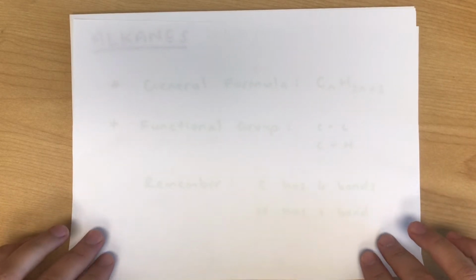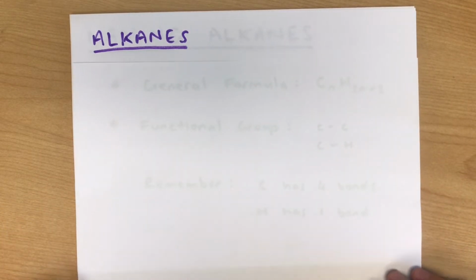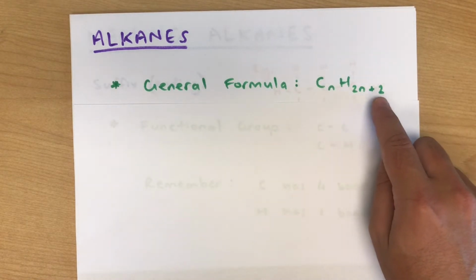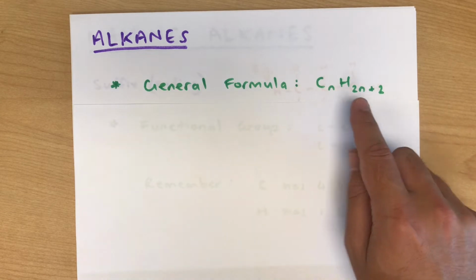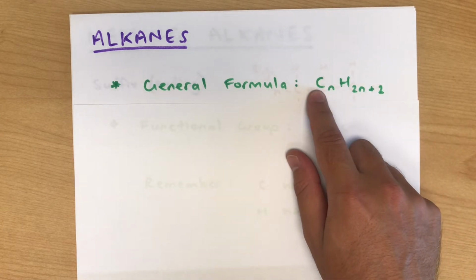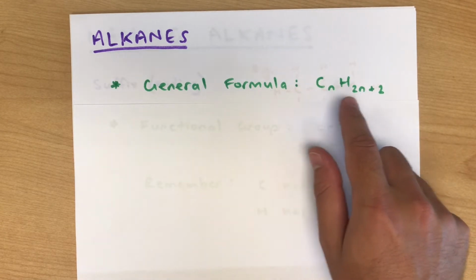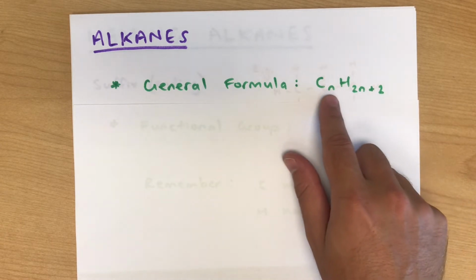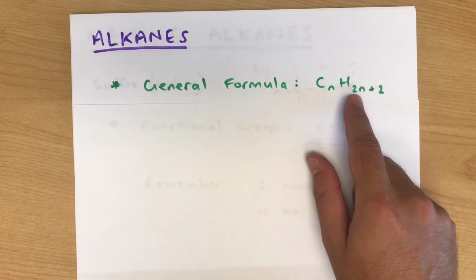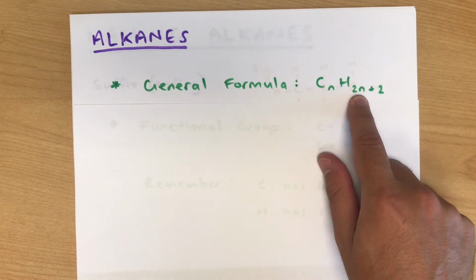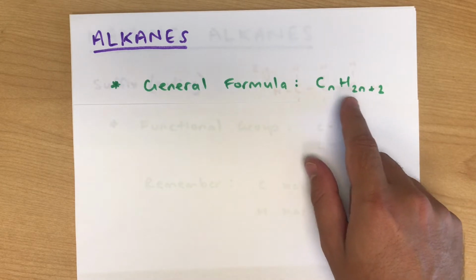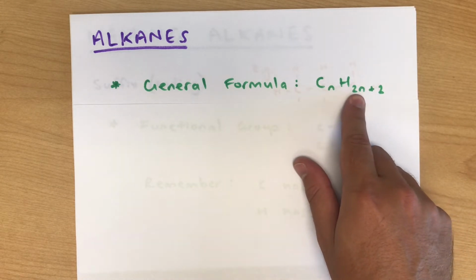First up, alkanes. Alkanes have the general formula CnH2n+2. That means whatever the number of carbons is, to figure out the number of hydrogens, you can double it and then add 2. So for example, if there were 2 carbons, you would have 2 times 2 is 4 hydrogens, plus 2 makes 6 hydrogens. So the formula for that alkane would be C2H6.